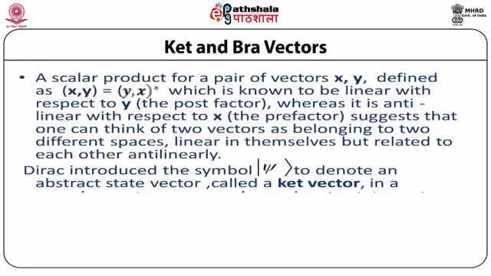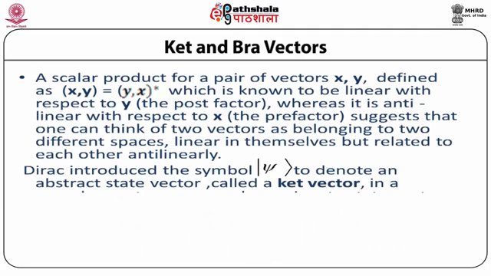So, if we look at this relation with respect to y, which is the post factor, and we say that with respect to y this relation is linear, then we can think of three vectors, vector x, vector y, and vector z, and two scalars, alpha and beta, such that the scalar product of vector x and alpha times vector y plus beta times vector z is equal to alpha times the scalar product of vector x and vector y plus beta times the scalar product of vector x and vector z.